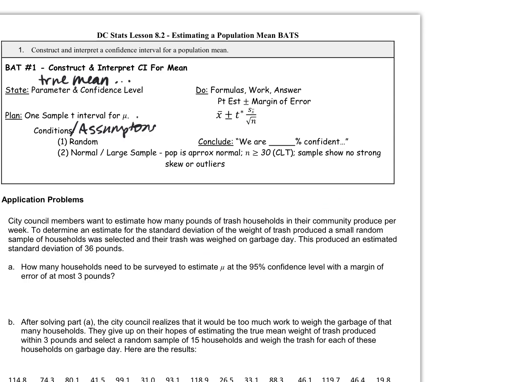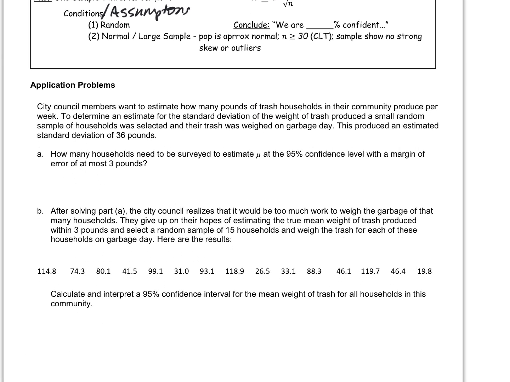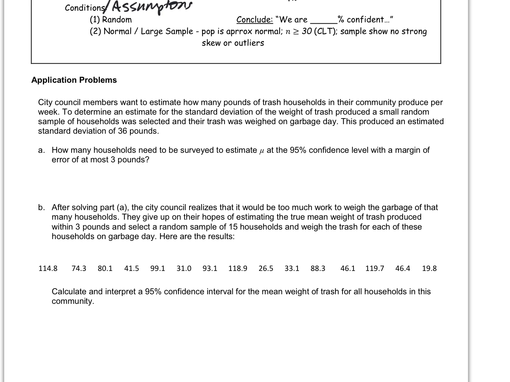All right, so let's see if we can do one. A city council member wants to estimate how many pounds of trash households in their community produce per week. To determine an estimate for the standard deviation of the weight of trash produced, a small random sample of households was selected, and their trash was weighed on a garbage day. This produced an estimated standard deviation of 36 pounds. All right.